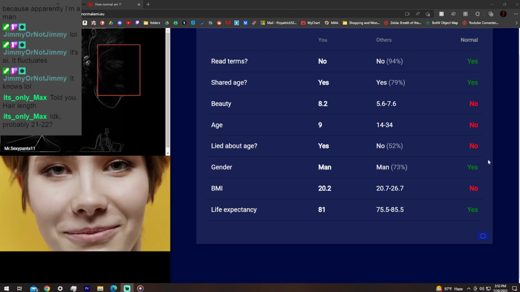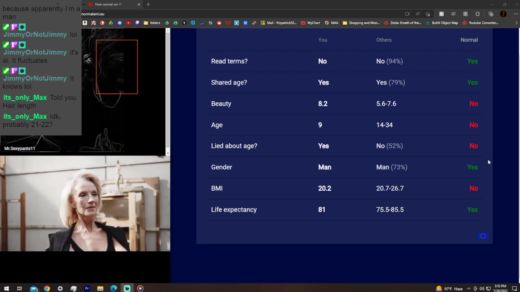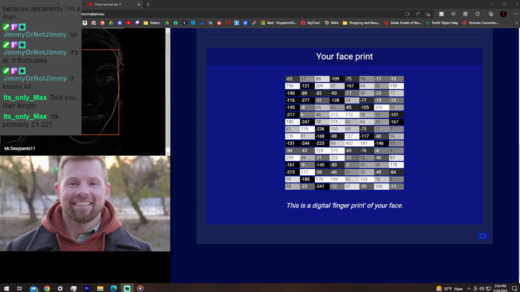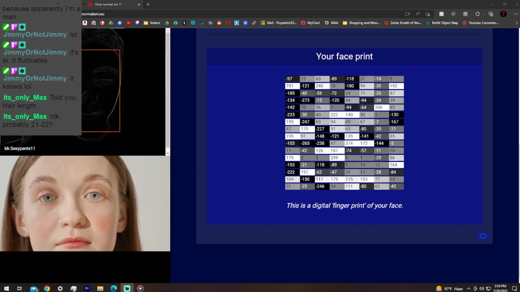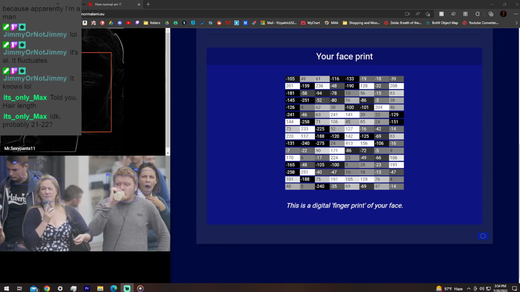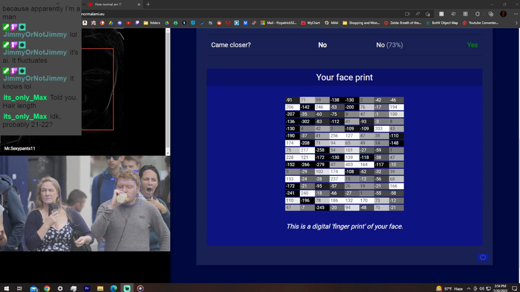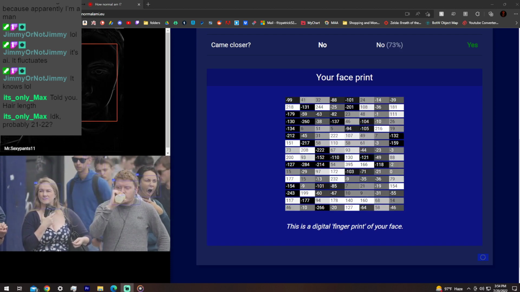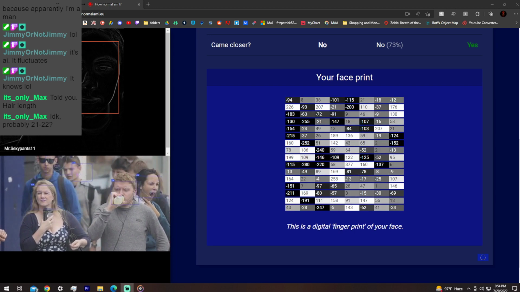Don't take this the wrong way, but you have a very unique face. That's why, just like you have a fingerprint, you also have a face print. This is usually expressed in 128 numbers. This face print makes it possible to recognize you wherever you go.